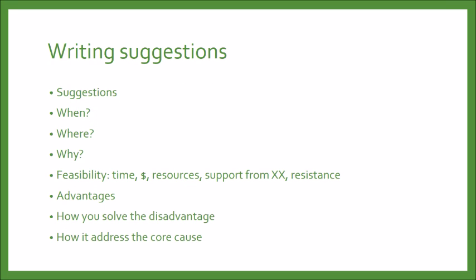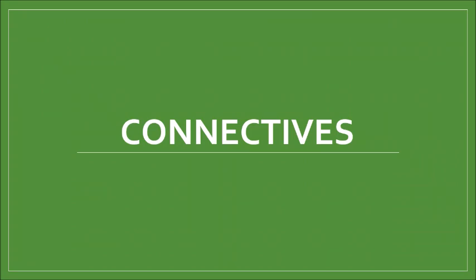So when it comes to suggestions, I think you should use those useful phrases as your topic sentence, and then you will tell us when to do that, where to do that, and why to do that, and then you talk about the feasibility, advantages, and how you would solve the disadvantage, and how it can address the core issue.